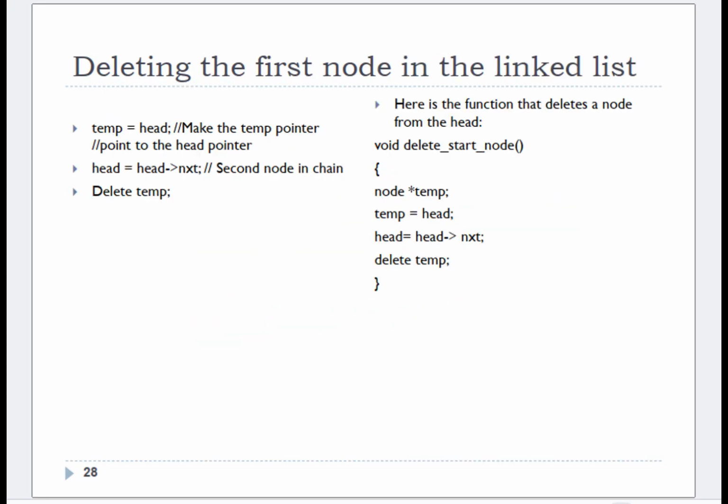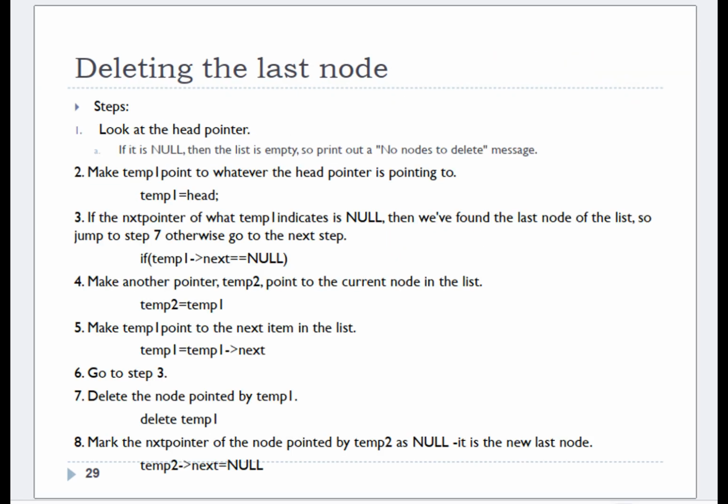27. Deleting the first node in the linked list. temp = head; // make the temp pointer point to the head pointer. head = head->next; // second node in chain. delete temp. Here is the function that deletes a node from the head. void delete_start_node() { node *temp = head; head = head->next; delete temp; } 28. Deleting the last node.